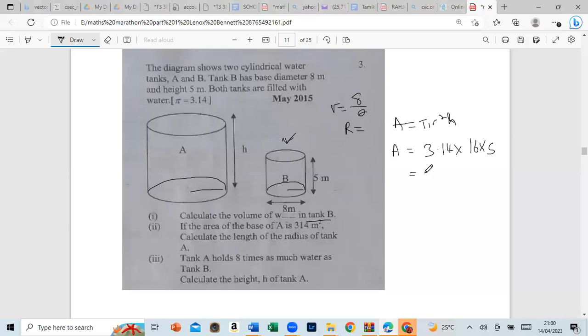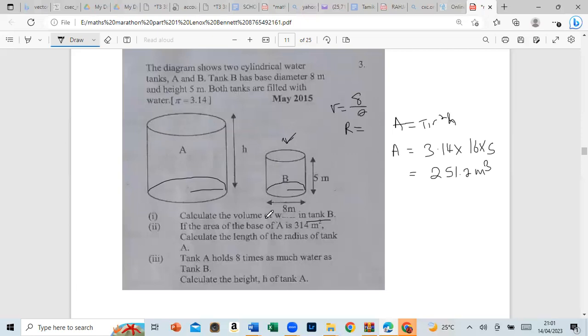What did you guys get? 252 or 251 point something? It's 251.2 meters cubed. I didn't want to write out everything, but the area of a circle is pi r squared. So it would be 3.14 times 4 times 4 times the height, which is 5. So find the area of the base and then multiply by the height.